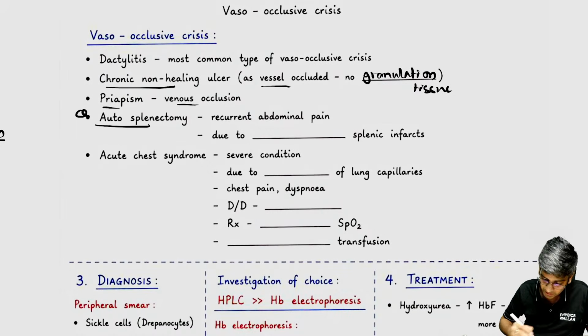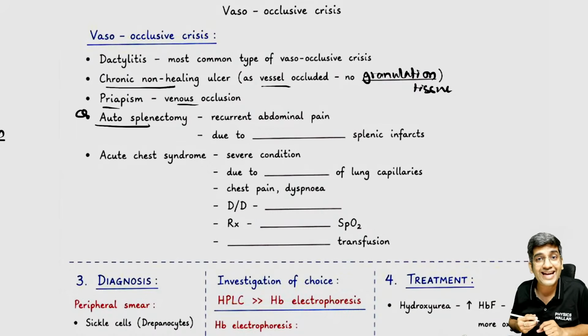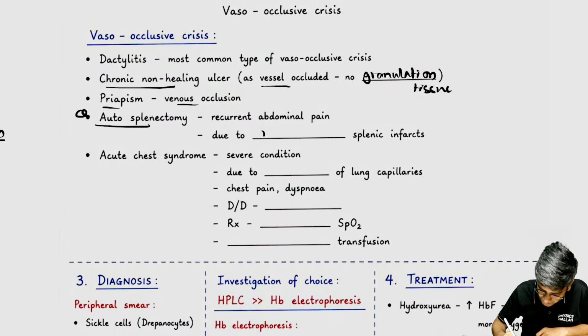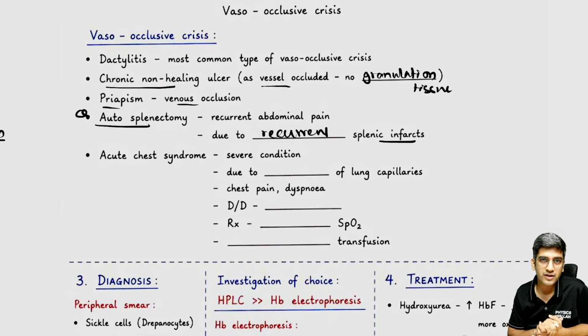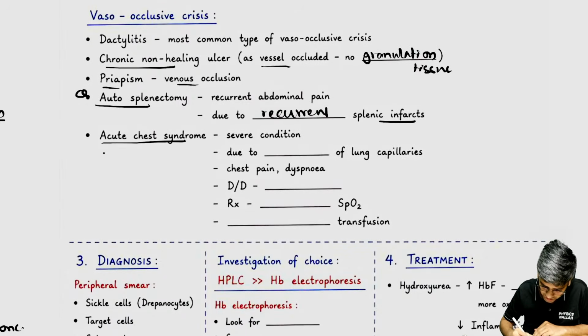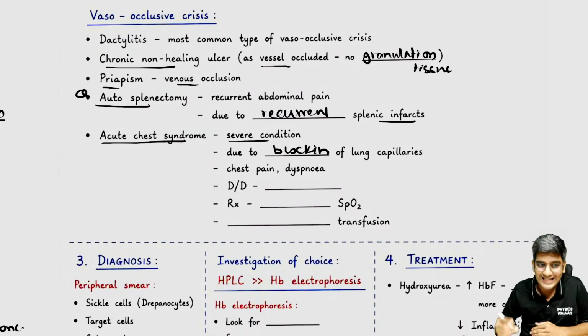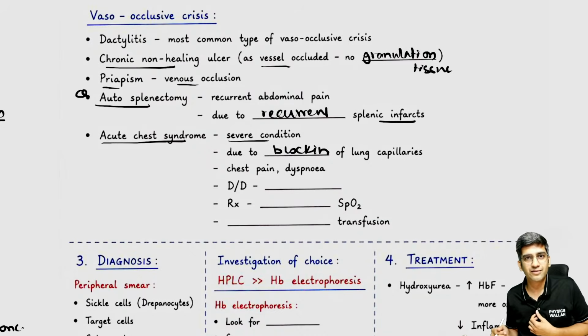Autosplenectomy, an MCQ point, due to recurrent tiny splenic infarcts, it will result in disappearance of the entire spleen over a period of time. It will not happen in a day or two, right? Acute chest syndrome is one of the most severe conditions due to blocking of the lung capillaries. Generally, lung capillaries will not be blocked. Why? That's where I have the maximum oxygen, right? But in very rare cases, if lung capillaries are blocked, can't do anything.